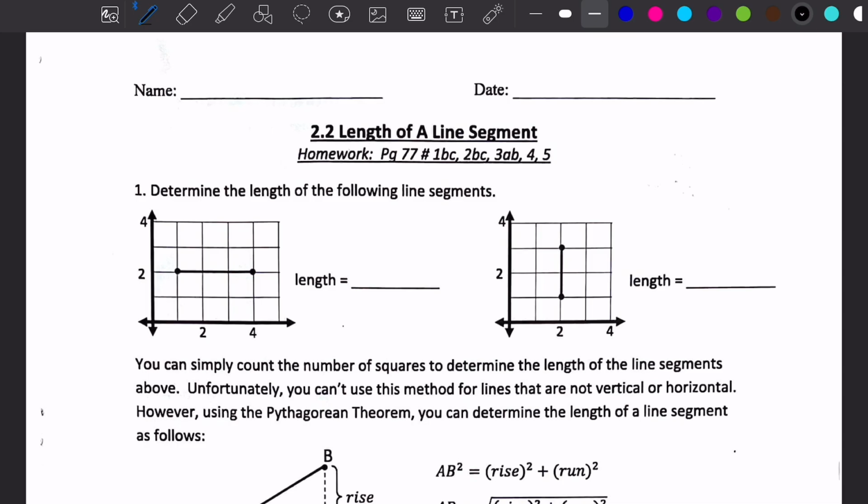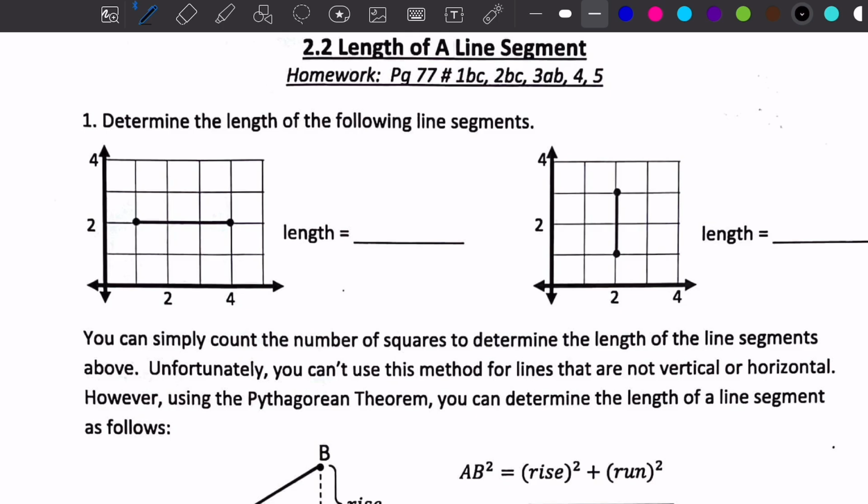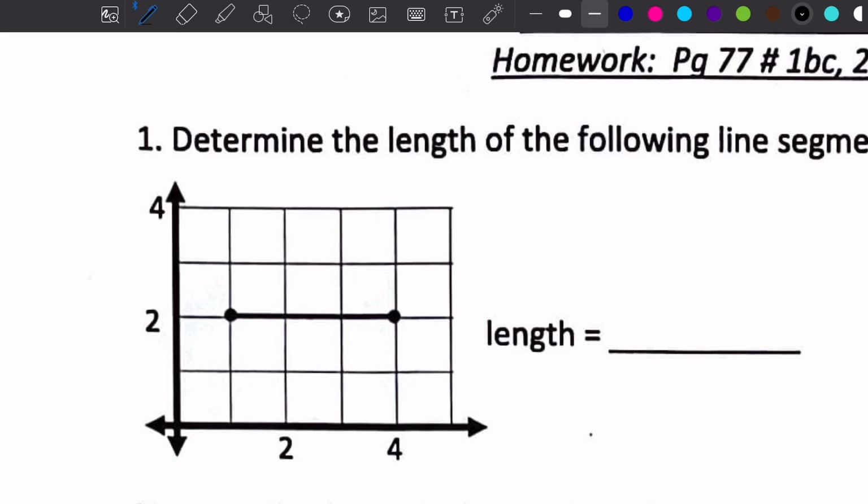2.2, which is length of a line segment. Sometimes we can't really determine it off the bat. If it's a strictly horizontal or strictly vertical line, you can just count the squares to say how long something is. So if you look at this one, how long is that line segment? How many units? 3, right?